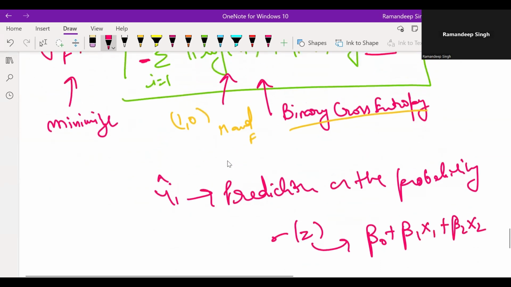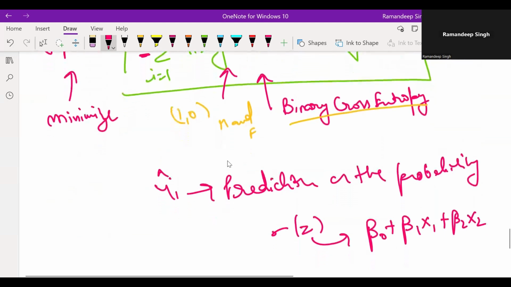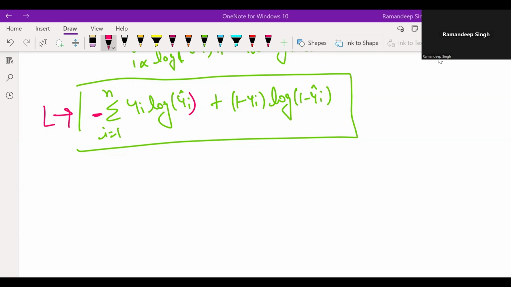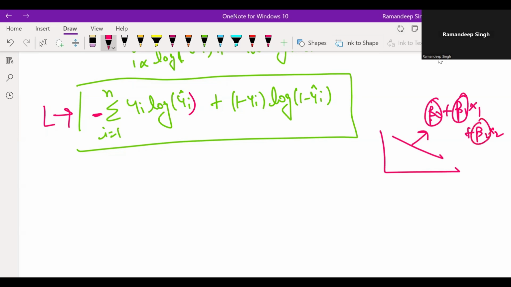So by minimizing our loss function, we are finding the values of beta naught, beta 1, and beta 2 which will minimize our loss, right? So this is the case. And now we will focus on minimizing this loss function. We need to find the optimum values of beta naught, beta 1, and beta 2, which minimize this loss, right? And to minimize this loss, we will use the strategy of gradient descent.